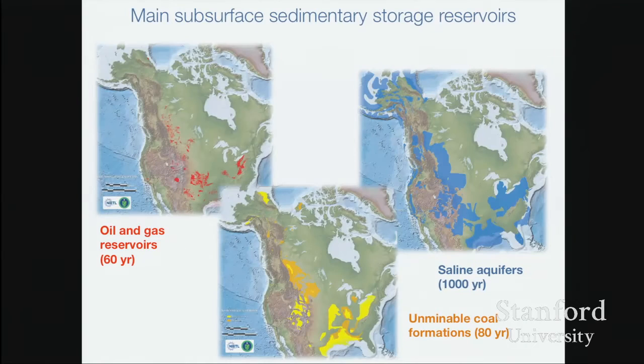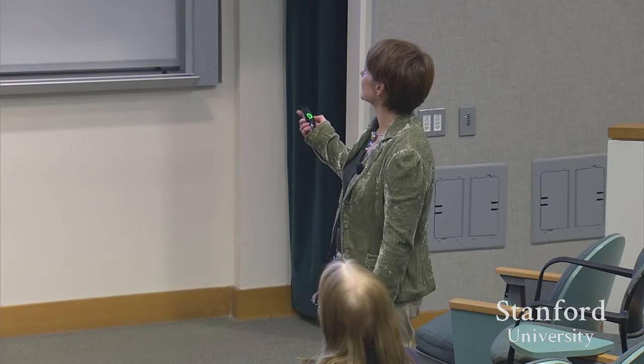Oh, I was going to ask, how would you store CO2 in, for example, an unminable coal formation? Is there enough permeability to store? Yeah, that's a good question. The thought is yes, but these are generally lower porosity and permeability rocks. So yeah, it's a good point. Some of these are carbonate. A lot of these are carbonate reservoirs that have a lot more porosity.